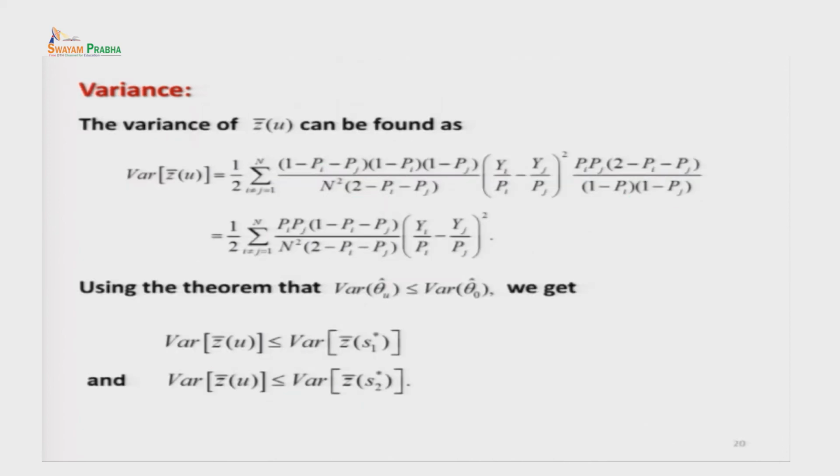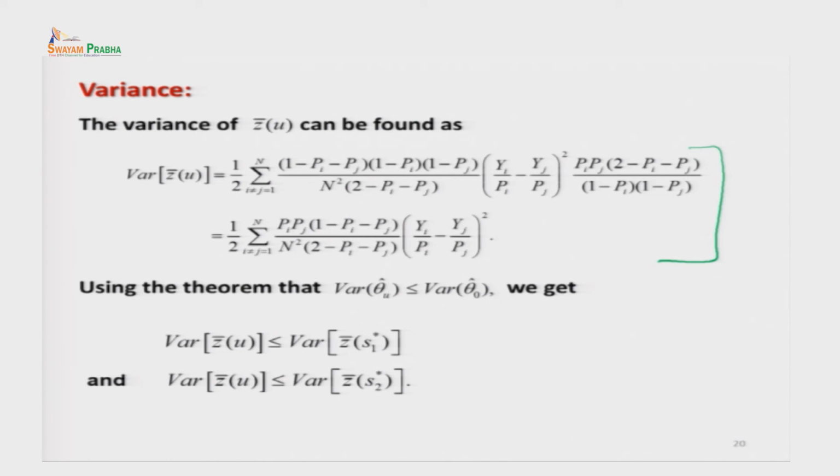Now, finding out the variance of z bar u is a little bit complicated, so I am going to give you only the expression here. And now my question is, what about this variance? How will you say whether this variance is going to be smaller than the variance of the ordered estimators?